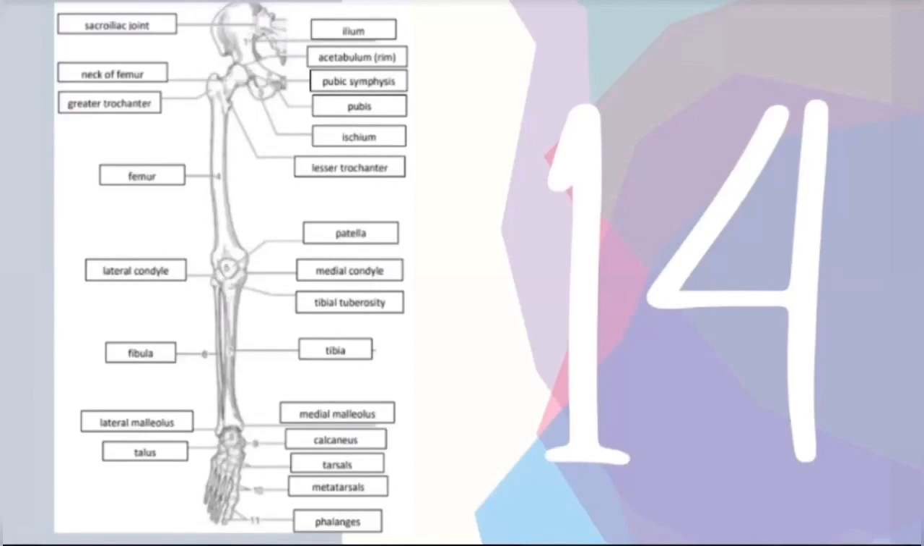Next is the calcaneus. It is a roughly rectangular prism-shaped bone located inferior to the talus and posterior to the midfoot. The calcaneus is the bone that forms the heel of the foot.